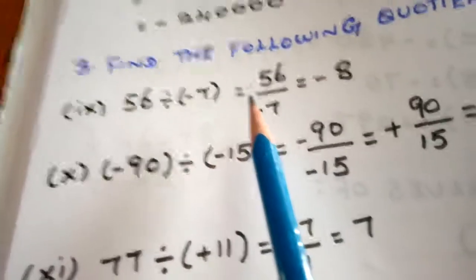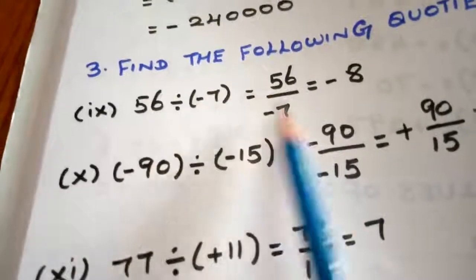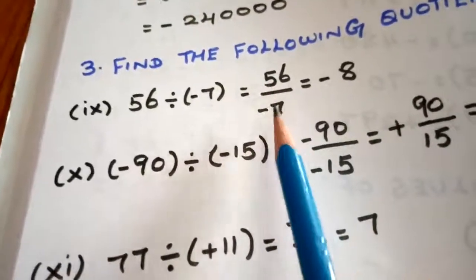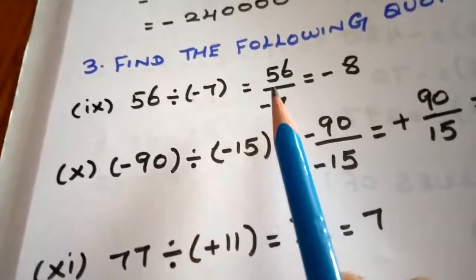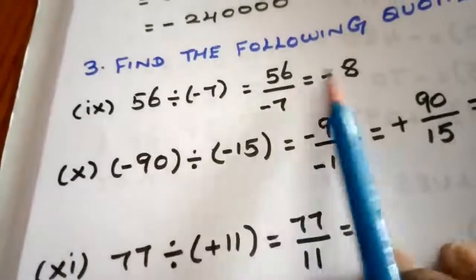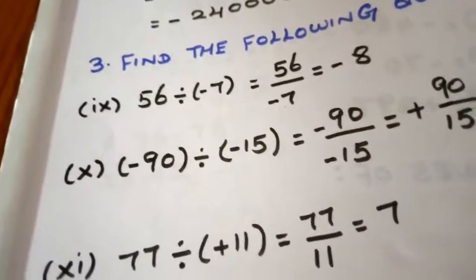So how to calculate the sign in division? Plus into minus, minus 56 divided by 7. You are going to divide and see in your rough work. If you divide, 7 8s are 56. So the answer, the quotient, is going to be minus 8.